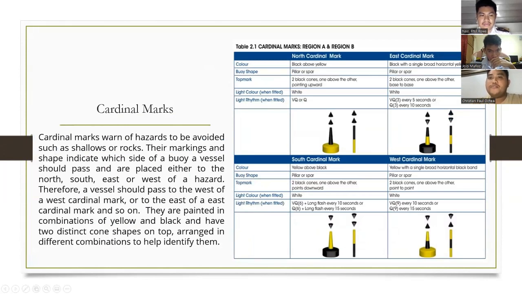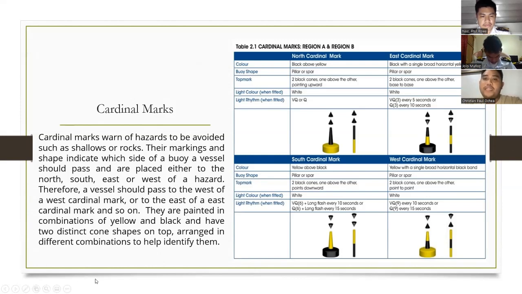So let's move on to cardinal marks. Cardinal marks warn of hazards to avoid, such as shallows or rocks. Their marking and shape indicate which side of the buoy a vessel should pass, and they are placed either to the north, south, east, or west of the hazard. Therefore, a vessel should pass to the west of the west cardinal mark, or to the east of the east cardinal mark, and so on.